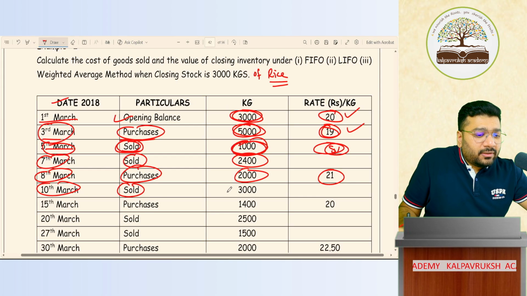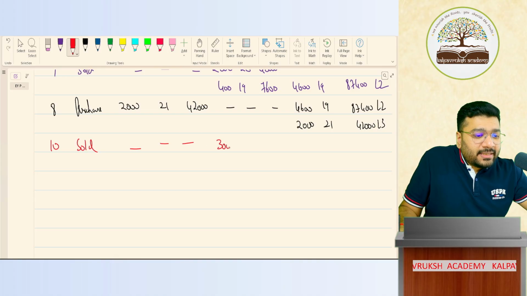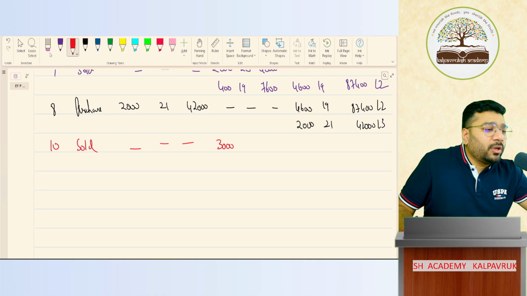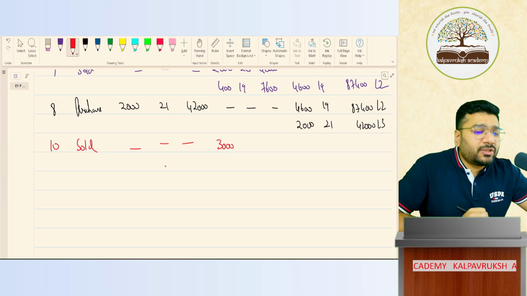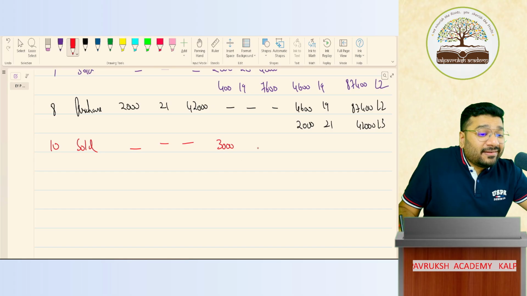Okay, next. 10th March sold 3000 kg. Now the question is, this 3000 is going from which lot? L2, L3. Which came first? L2 came first. That will go out first. What is the rate? 19. So tell me the cost of goods sold for that inventory.